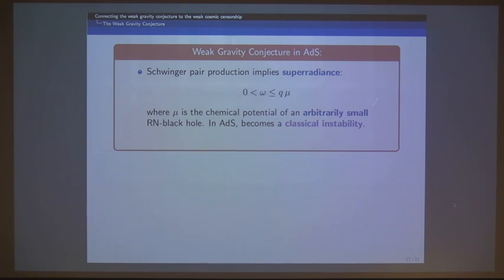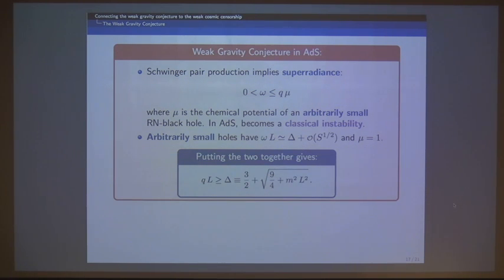So superradiance, charge superradiance in AdS, occurs if you have a quasi-normal mode of a system which lies in this bound. Okay? Now, imagine that you have a very tiny black hole in AdS. Then its quasi-normal mode frequency is approximately given by the conformal dimension of the operator that this guy is dual to. You put these two things together, and you get Q bigger than Delta. If you take L to infinity, you get precisely what you've seen before, Q bigger than M. So this is the bound that is predicted by the weak gravity conjecture in AdS. In de Sitter, I have no idea what happens.